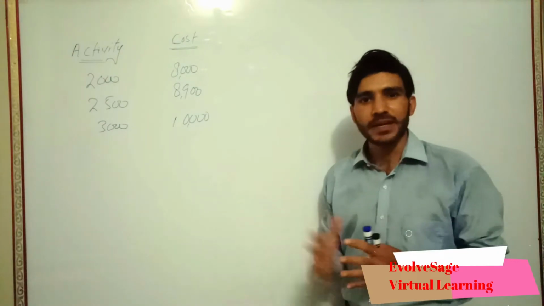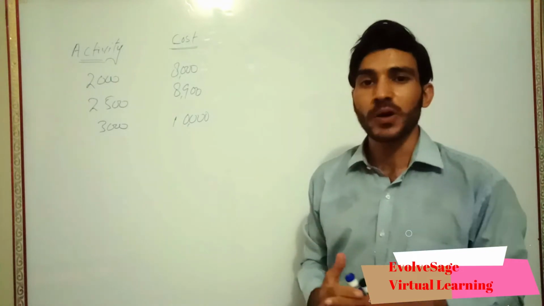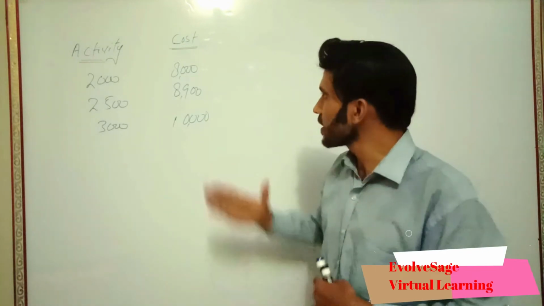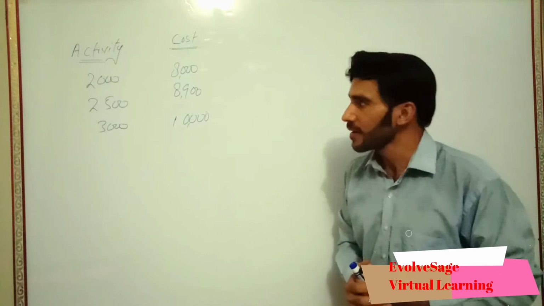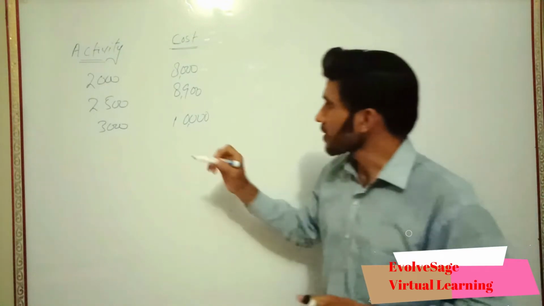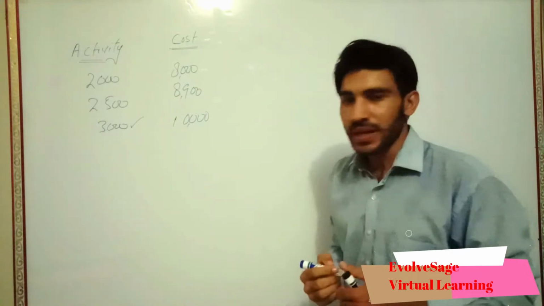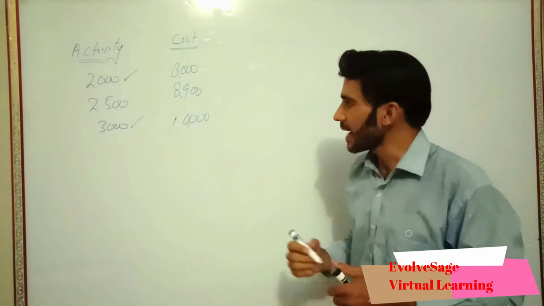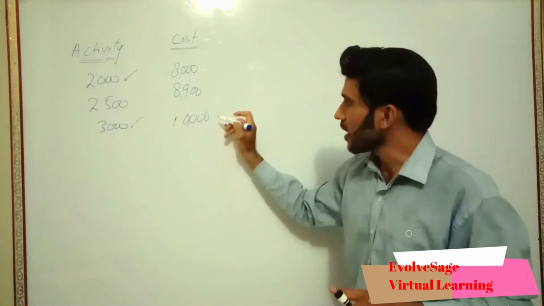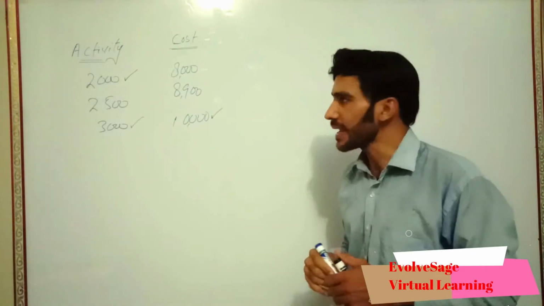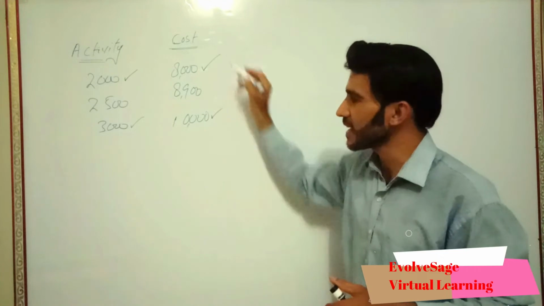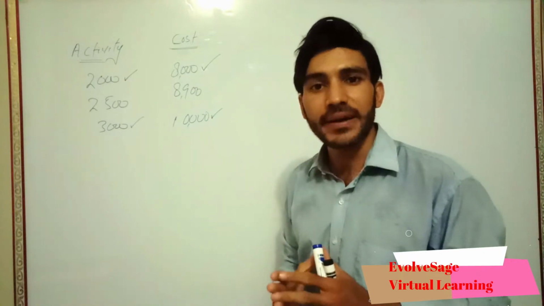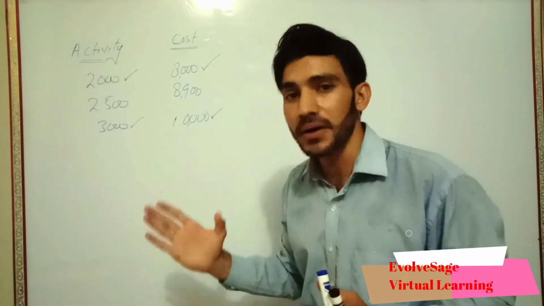As I said earlier, we will follow three steps to divide total cost into fixed and variable cost. Here we have two levels of activity. Our highest level of activity is 3000, and our lowest level of activity is 2000. At the highest level of activity our cost is 10,000, and at the lowest activity level our cost is 8,000. Using these costs we will identify variable cost per unit.